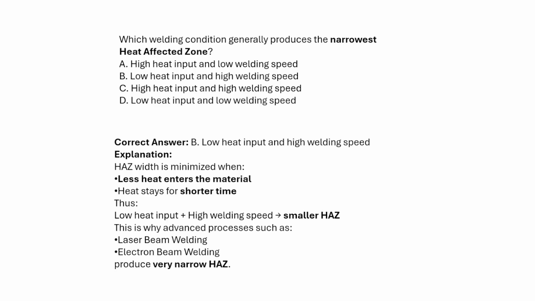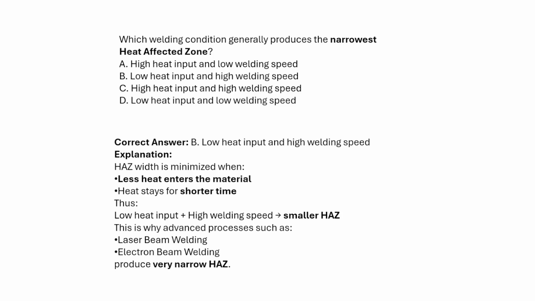Which welding condition generally produces the narrowest heat affected zone? We have seen the four conditions. First, high heat input and low welding speed. As we saw previously, high heat input is directly proportional to the width of the heat affected zone, and low welding speed is also inversely proportional, so it is also a positive factor. Both combined will increase the heat affected zone much more.